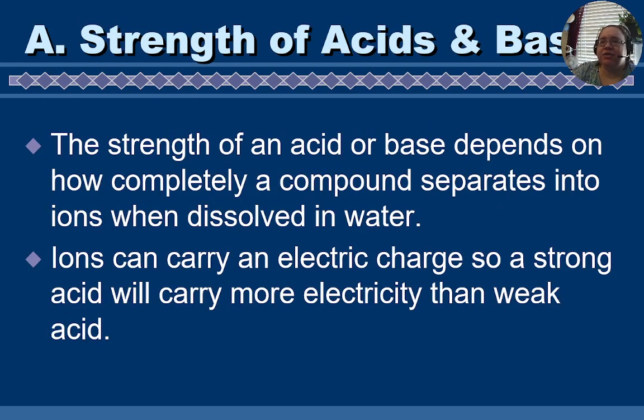Now, the strength of an acid or a base depends on how completely it separates into ions. Ions are the things that carry those electric charges. So your strong acids are going to tend to be strong electrolytes. Your strong bases are going to be strong electrolytes because they can carry a lot of electricity, because they have a lot of ions. Your weak bases and weak acids tend to be weak electrolytes because they have very few ions with which to carry the electricity.